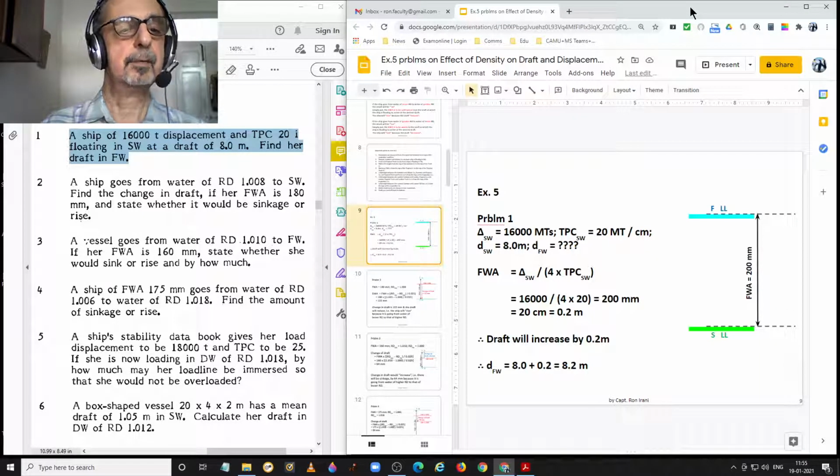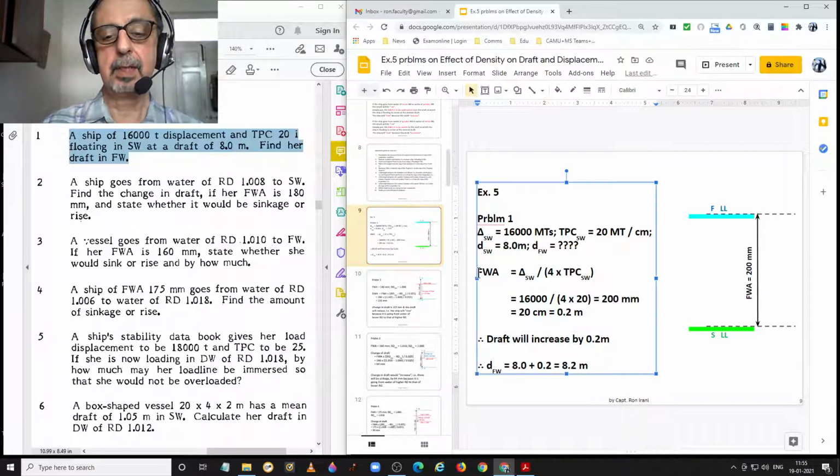Exercise 5, Problem 1. A ship of 16,000 displacement and TPC 20 is floating in salt water at a draft of 8 meters. Find her draft in fresh water. So given this data, what we have to find is the freshwater allowance. And we know that freshwater allowance is equal to displacement in salt water divided by 4 times the TPC in salt water.